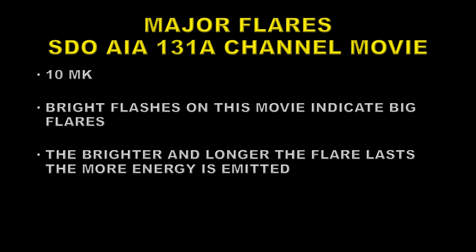Now we go to our flare channel. That's the highest temperature channel. That's the 131 angstrom channel from the AIA instrument. That's 10 million degrees. All the bright flashes in this movie indicate big flares. The brighter and longer a flare lasts, the more energy was emitted.